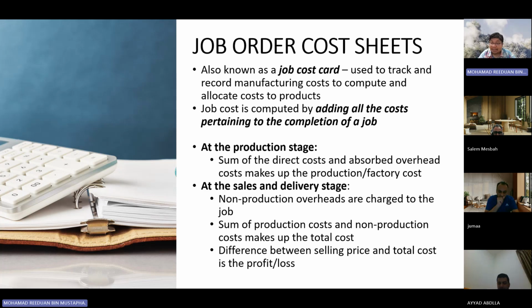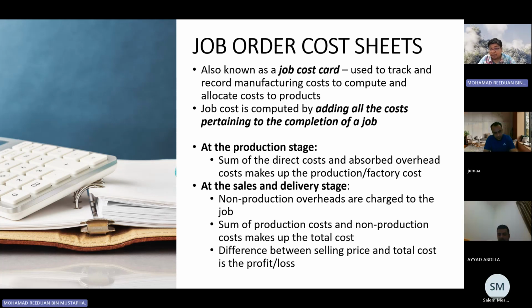If we only understand the digital, then we do not know how the manual works. But if we know the manual, we can imagine how the digital can be applied. So it doesn't matter. The knowledge is the same, but the application is different. So the job cost is computed by adding all the costs pertaining to the completion of the job. All the material, labor costs, and overhead costs will be stated in the job cost sheet, so that you know this is the cost that you incur on the custom product.